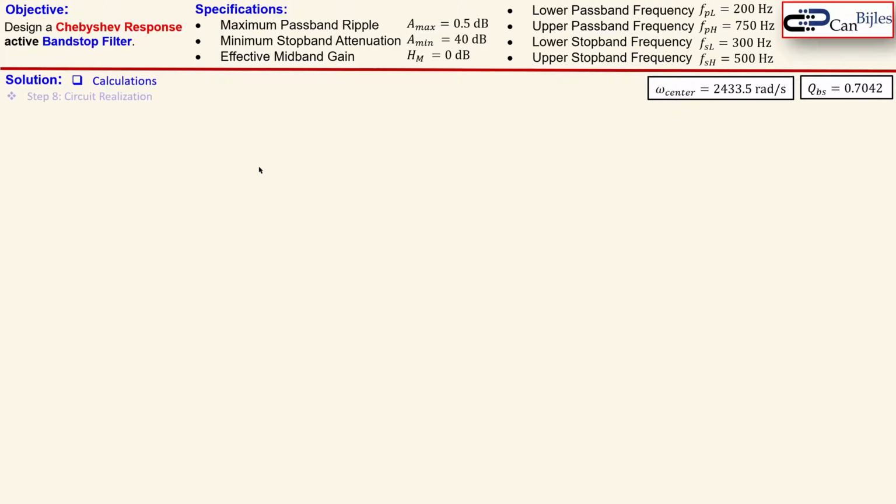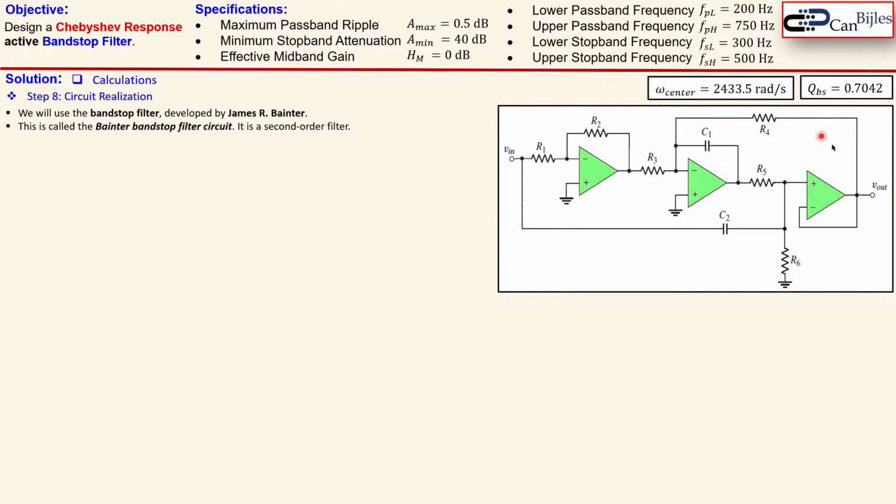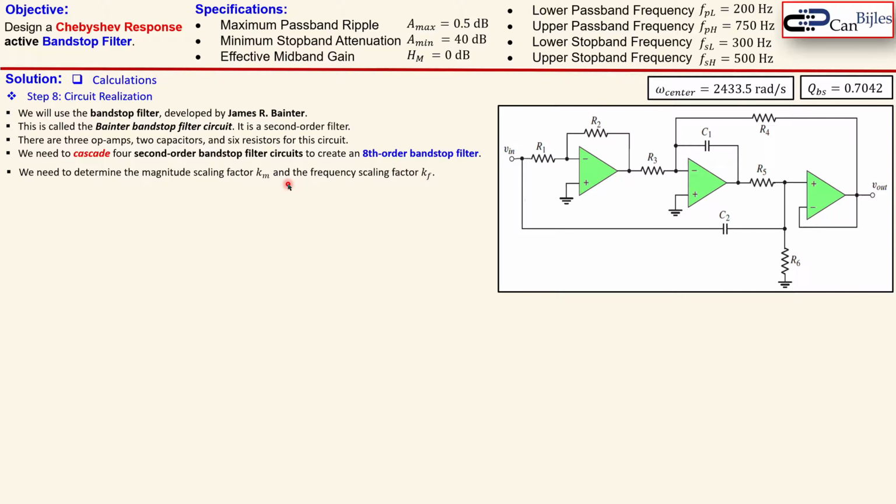Okay, now let's bring the next step, which is our circuit realization. We will use the band stop filter developed by James R. Bainter, and this is a second order filter. So for each stage we will create a second order filter, and this filter is given here. You see here that we have 3 op-amps, 2 capacitors and 6 resistors. So we need to cascade now 4 of these in order to create our final 8th order band stop filter. Now we need to determine the magnitude scaling factor and the frequency scaling factor for each stage.